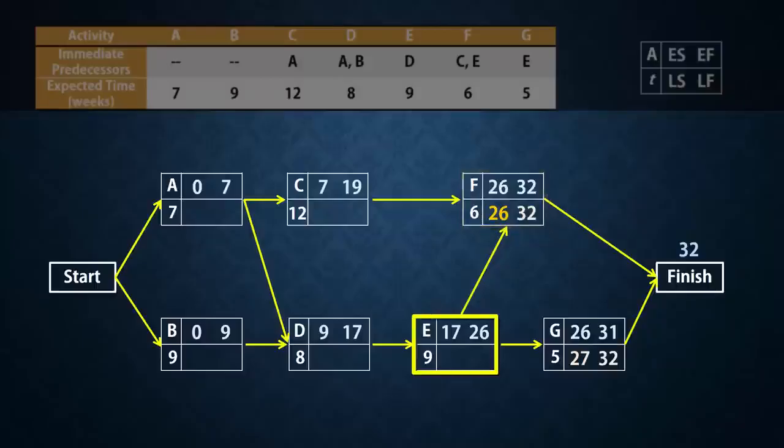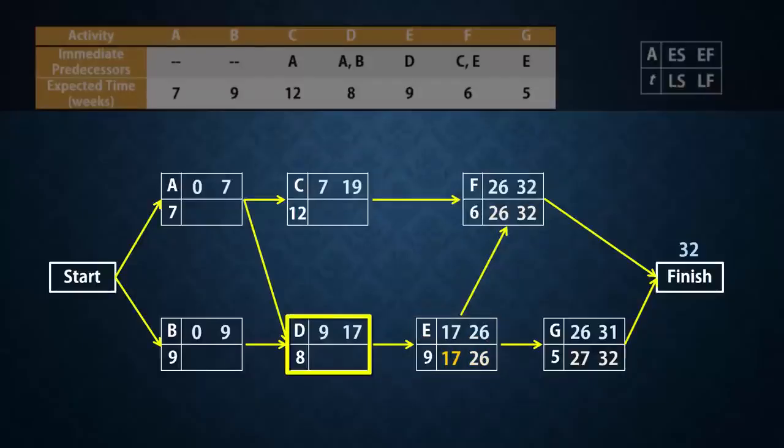Now, E has two successors, F and G. The latest start times are 26 and 27 respectively. As a result, the latest time E has to finish is 26 in order for F to start. In essence, when doing backward pass, the latest finish time of an activity must be the minimum of the latest start times of its successors. Thus, the latest start time for E will be 26 minus 9, which gives 17.